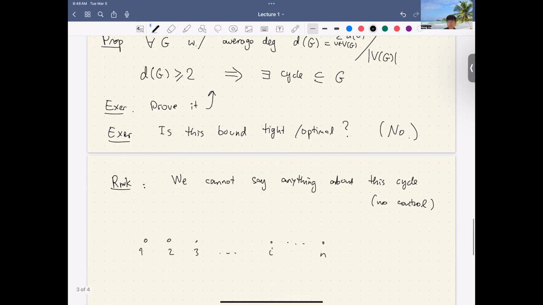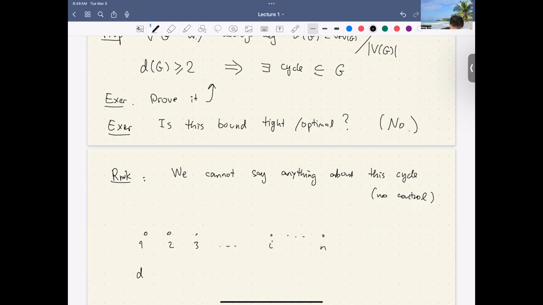You have n vertices, right? Let's consider average degree 2. As I said, you have n vertices, that means the degree sum is 2n, and the degree sum is 2 times the number of edges. So the number of edges in G is n. The number of edges is the same as the number of vertices.